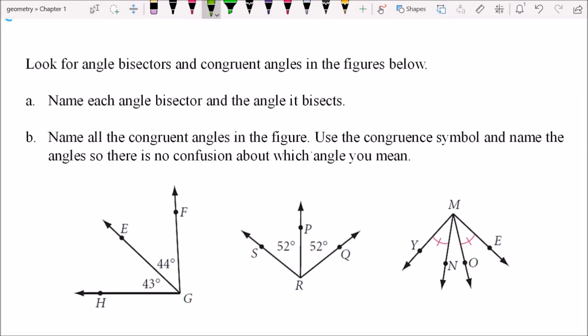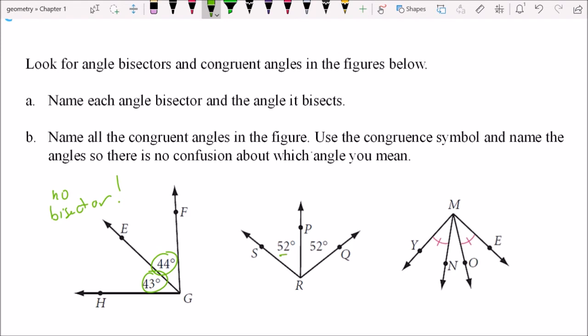Part A, name each angle bisector and the angle that it bisects. Hold up, in this first one, these two angles are not the same, so there is no bisector here. So it's kind of a trick. What did part B say? Name all congruent angles in the figure. There are no congruent angles down here. They have different numbers of degrees. Use the congruent symbol. Nope. So actually, neither of these questions apply to the first one. Let's go to the second one.